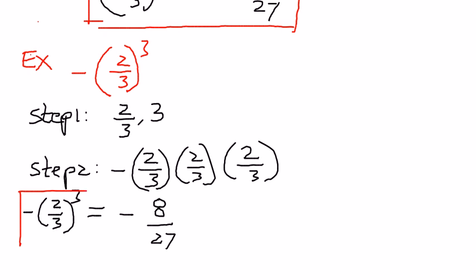And therefore, negative of 2 over 3, the whole thing raised to the power of 3, is equal to negative 8 over 27. So in this example, we have seen a couple of different examples related to fractions: when there was no negative sign for the base term, when the negative sign was part of the base term, and when the negative sign was outside of the parentheses.